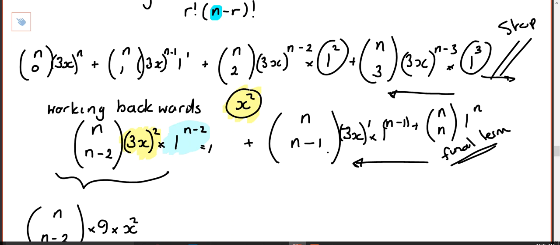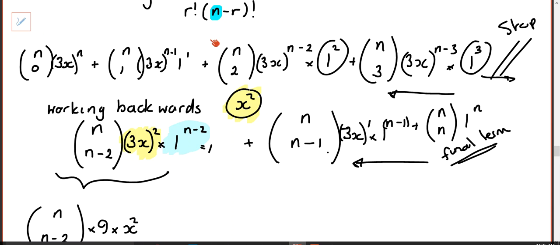Now, they're never going to meet in the middle because I don't know where the middle is going to be. I don't know how many terms there are, so I can't keep going until I get to the middle. All I did was go as far as I needed to see the 3x squared. And how did you know that was the final term?